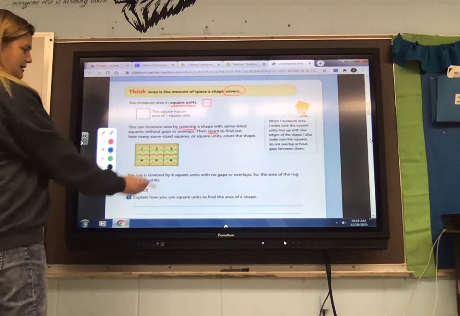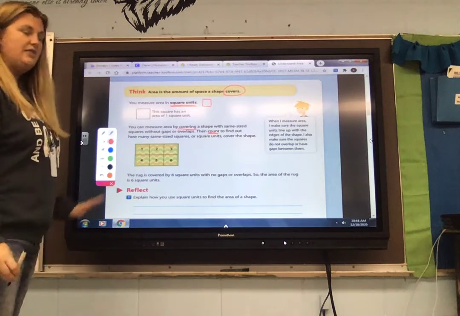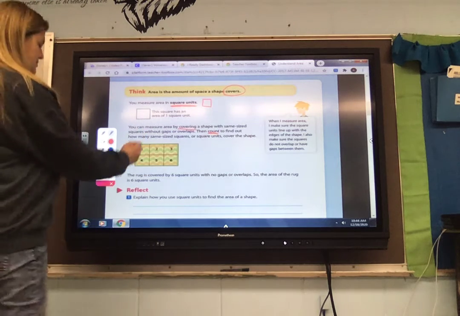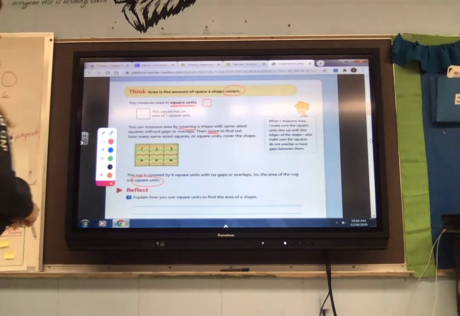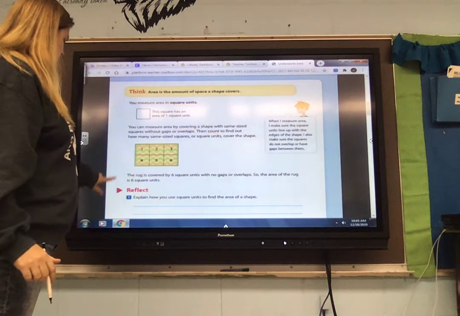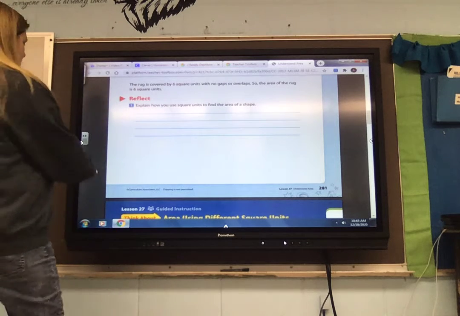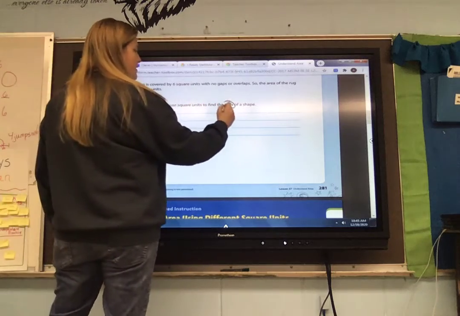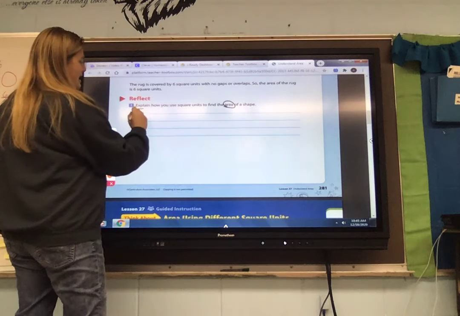So look at our rug now. It has 1, 2, 3, 4, 5, 6 squares that cover the entire rug. So the area of this rug, circle this, is 6 square units. We have a question we're going to answer now, and then we'll be finished with this page. It says, explain how you use square units to find the area of a shape. Simple. Remember what the little boy told you?